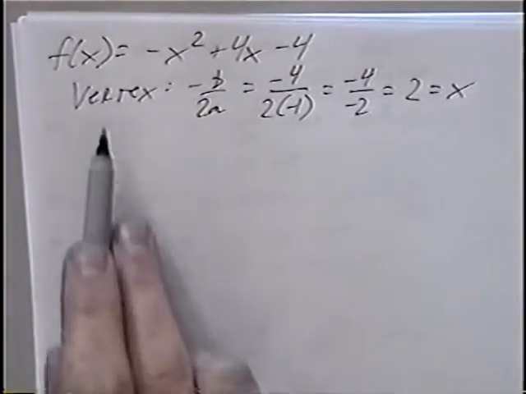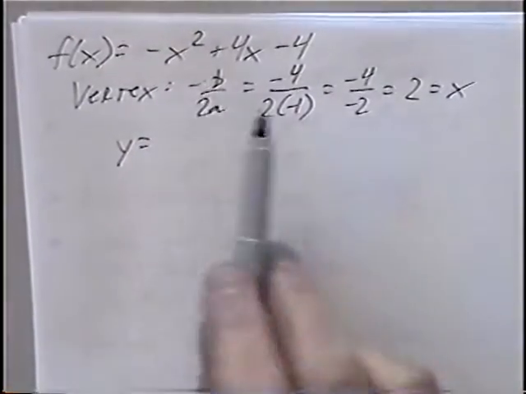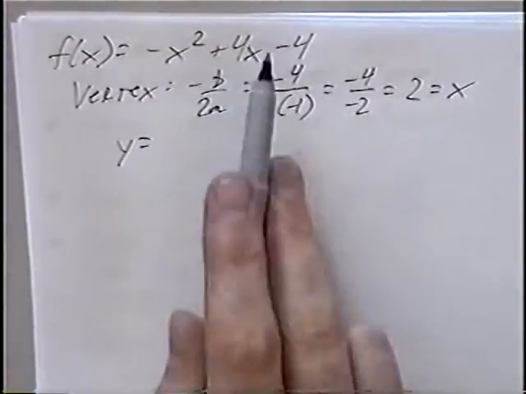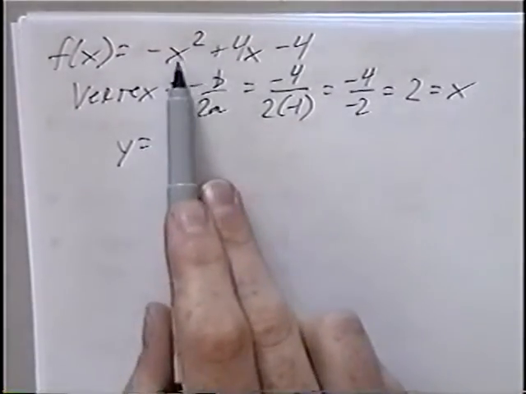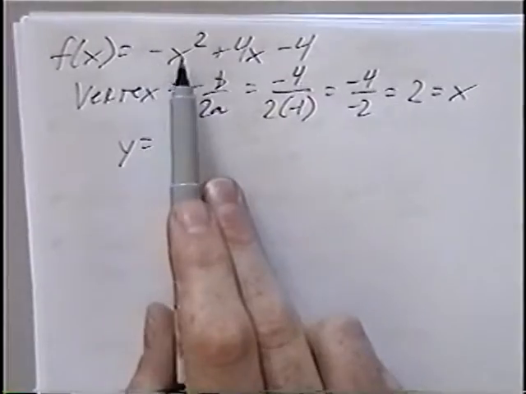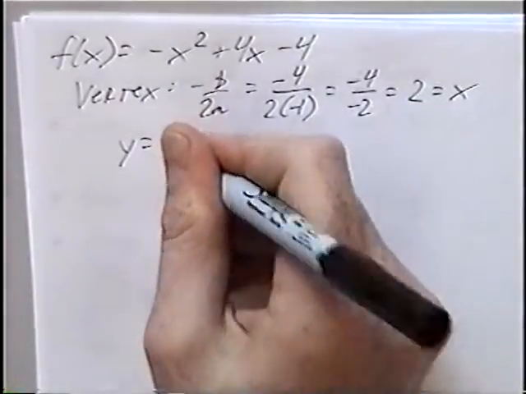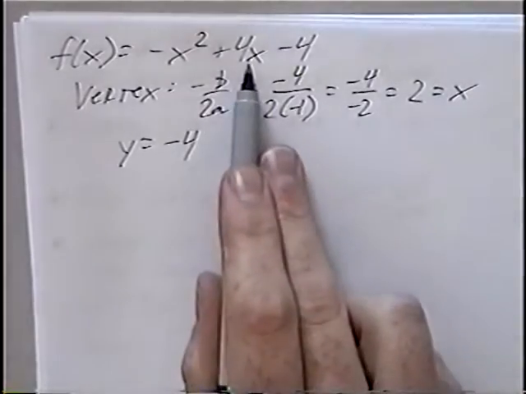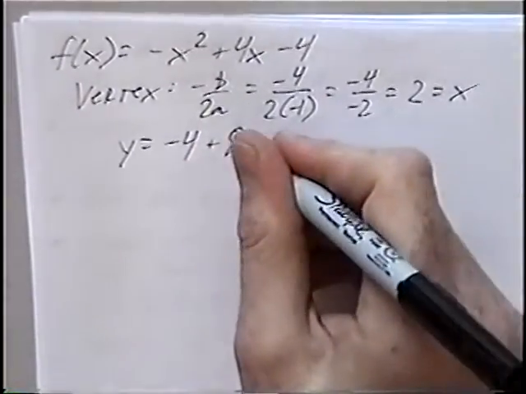Find the y value. Y again is the same as f of x. We'll take the 2, plug it in for x, and solve for y. In this case, we'll plug a 2 in, do the exponents, and then we'll make the answer negative. So 2 squared would be 4. That minus makes it a negative 4. 2 times 4 would be 8, and minus 4 stays the same.